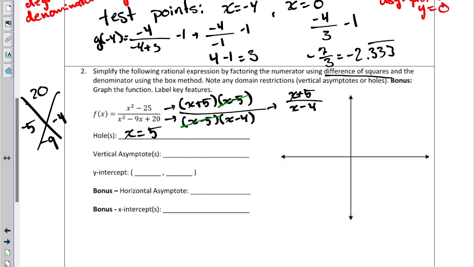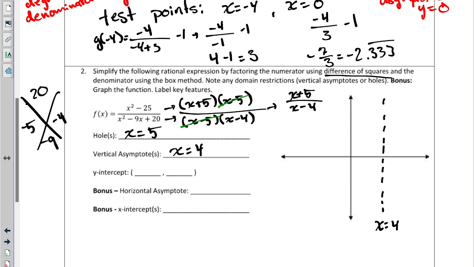Then after we do our simplification, after we care about our holes, we are now going to find our vertical asymptotes just by figuring out what makes us divide by 0, which in this case is x equals positive 4, because that's what makes my denominator 0. And so I'm going to draw an up and down line at x equals 4. I don't know where my graph is. I'm just doing it there.